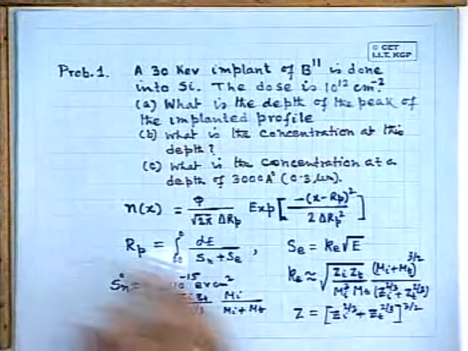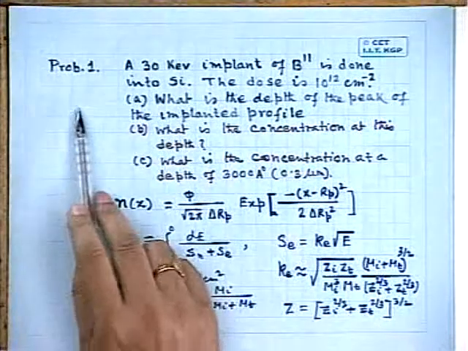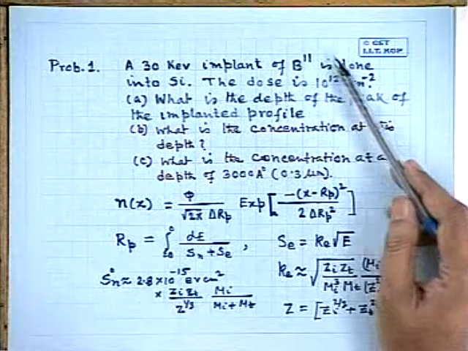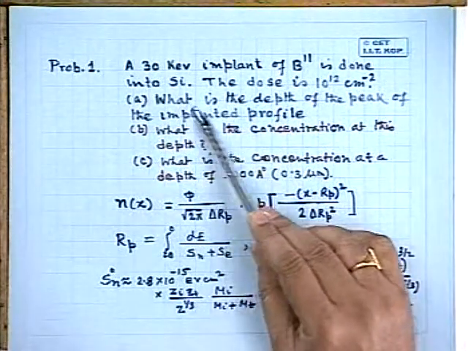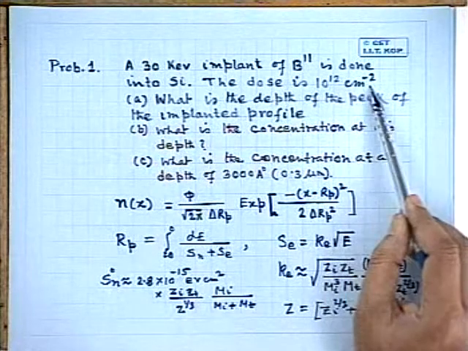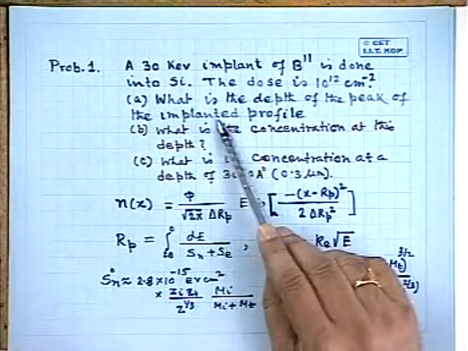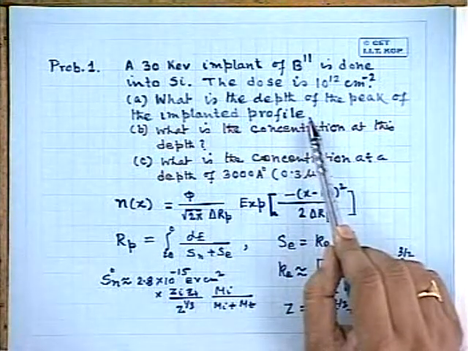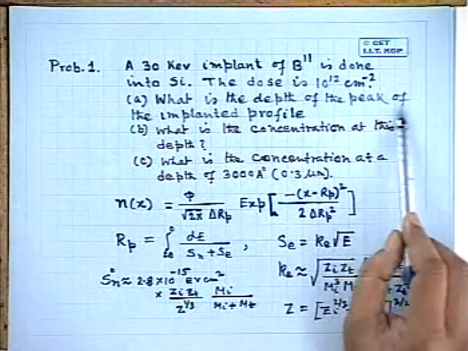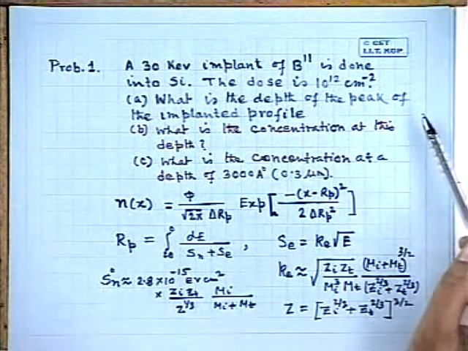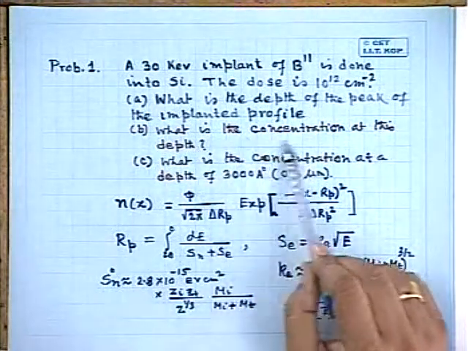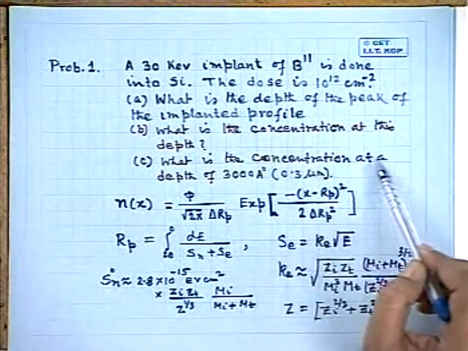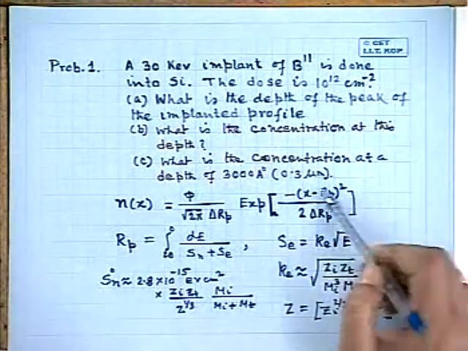Now, one problem is here, written as problem 1. You can see a 30 keV implant of boron B11 is done into silicon. The dose is 10 to the power 12 per centimeter square. What is the depth of the peak of the implanted profile? What is the concentration at this depth? What is the concentration at a depth of 3000 angstrom, meaning 0.3 micron?